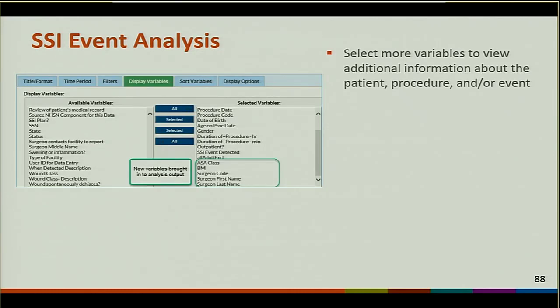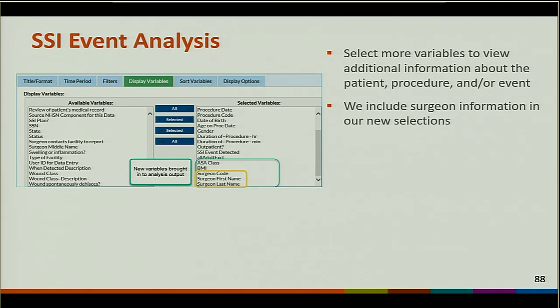We will take a step backwards now and go back to our filters and our display variables to bring in new variables of interest that could provide us more details or more information regarding Mr. Clark's procedures or other procedures that had 5 events during this period. So in this situation, we've selected ASA class, BMI, and also we selected surgeon information in our new selections.